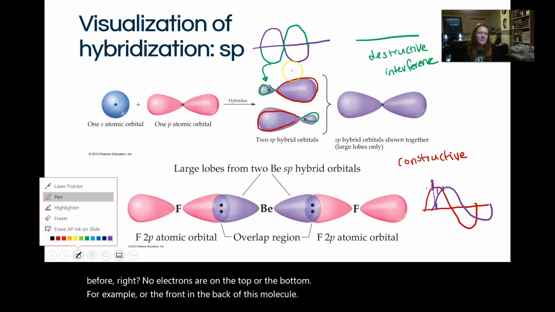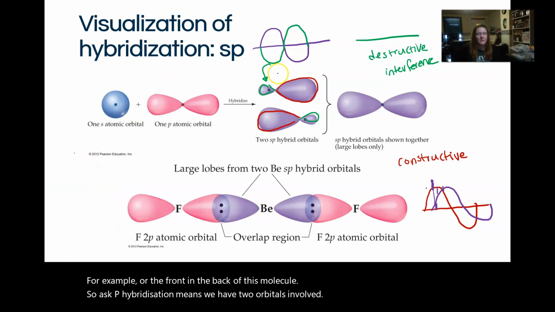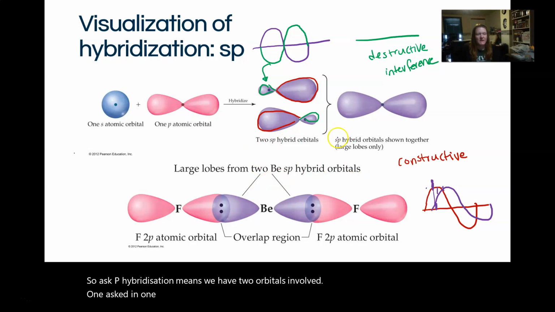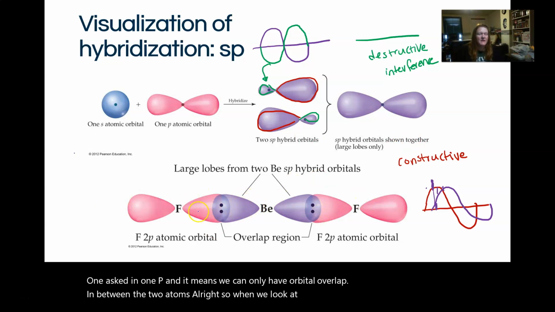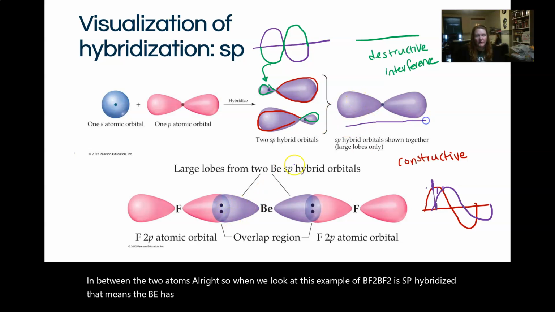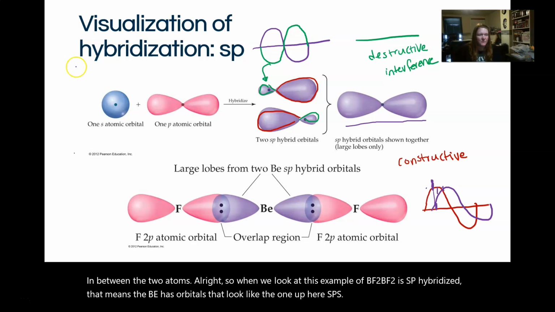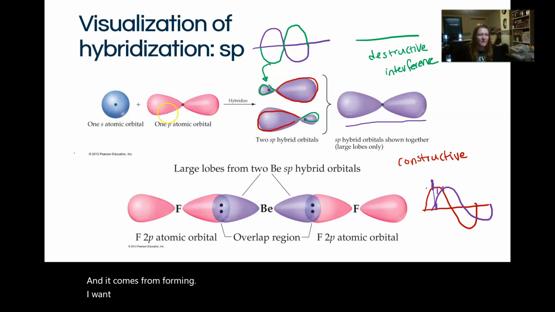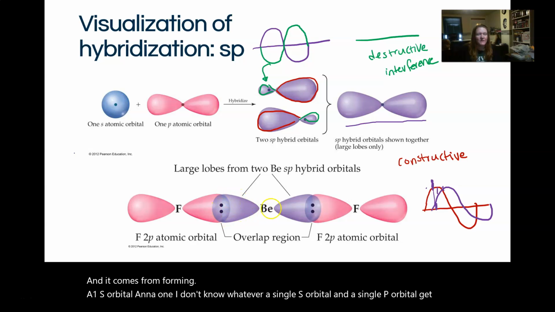So, sp hybridization means we have two orbitals involved, one s and one p. And it means we can only have orbital overlap in between the two atoms. All right, so when we look at this example of BeF2, BeF2 is sp hybridized. That means the Be has orbitals that look like the one up here, sp. And it comes from a single s orbital and a single p orbital getting sort of averaged together to give you these purple regions.